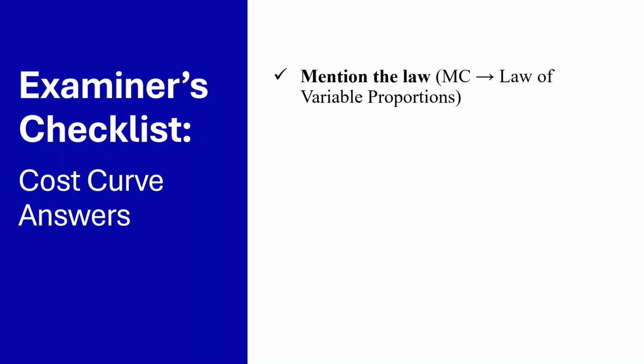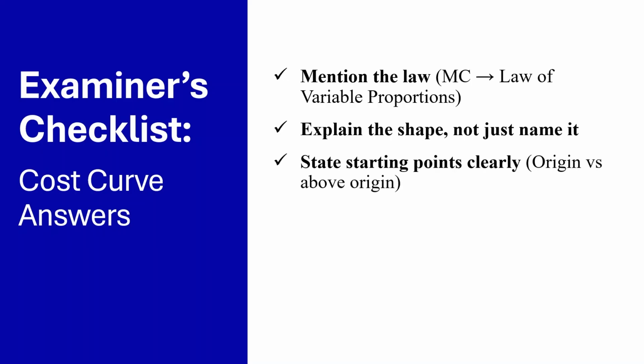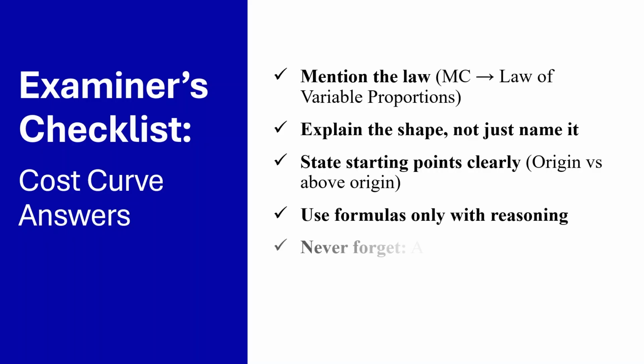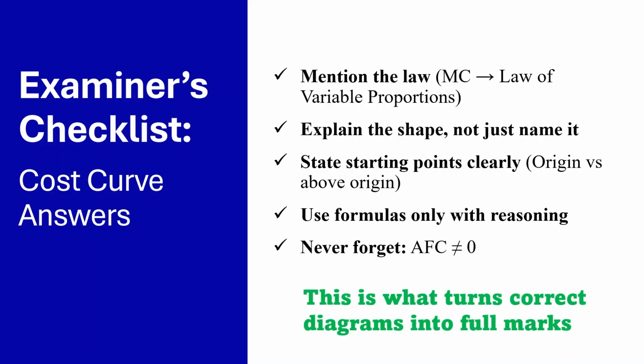Before you move on, pause here. This is the examiner's checklist for cost curve answers. Every time you draw a cost diagram in the exam, mentally check these points. Have you mentioned the correct law? Have you explained the shape, not just named it? Have you clearly stated where the curve starts? If you used a formula, did you explain what it means? And never forget that AFC is never 0. This checklist is what turns correct diagrams into full marks.